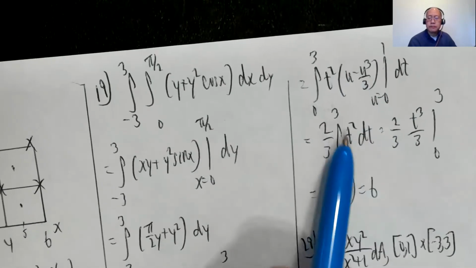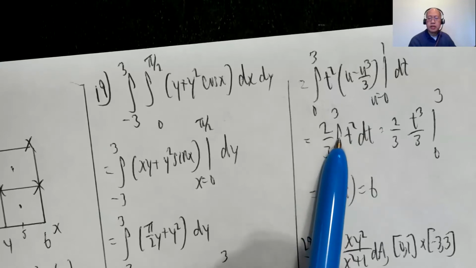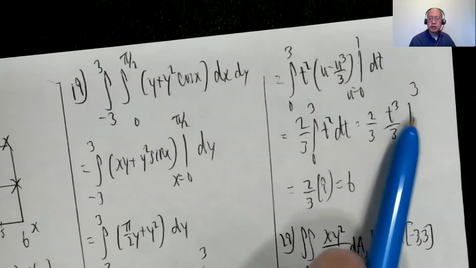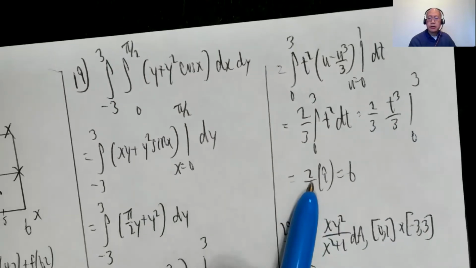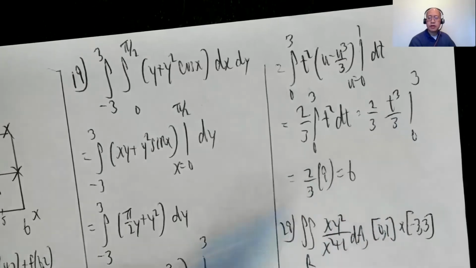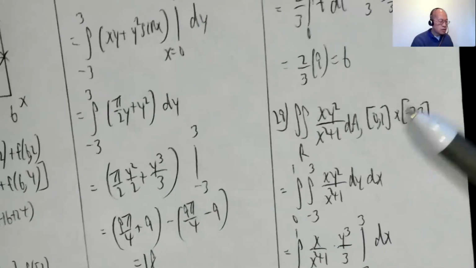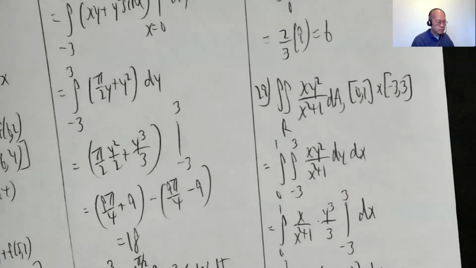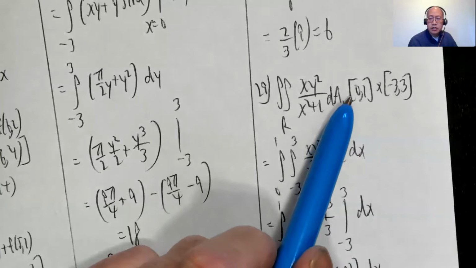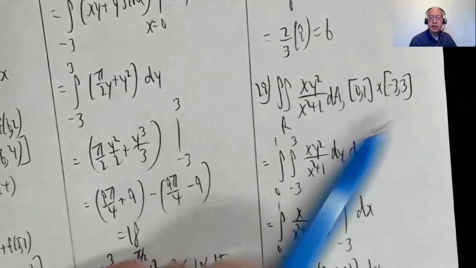Take the 2/3 out, and you just have an easy integral of t squared. So that's 2/3 t cubed over 3 from 0 to 3. Plug in 0, you get 0. Plug in 3, you have 3, 9, 27 over 3 is 9. 2/3 of 9 is 6. Okay, 29, well, you could take your pick. 0, 1 cross -3, 3.